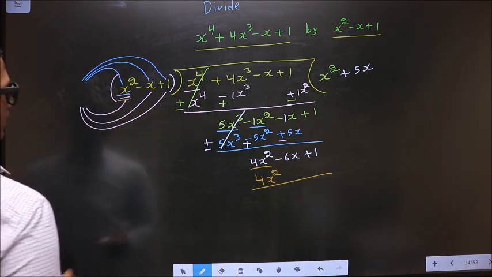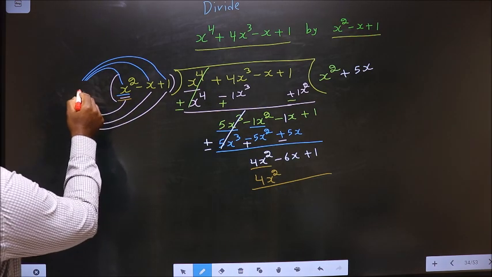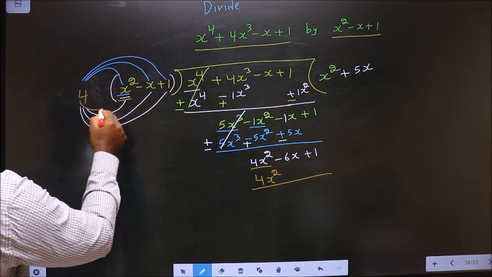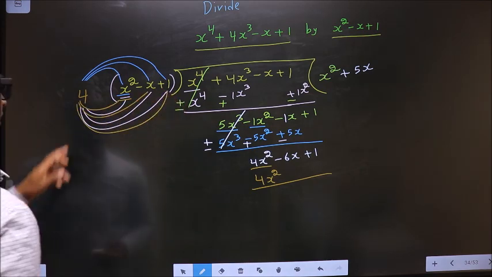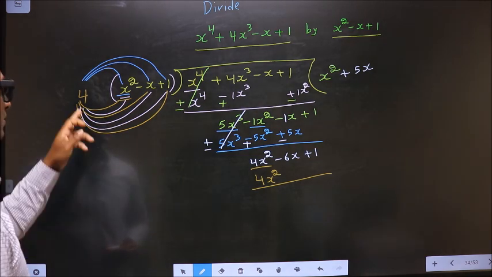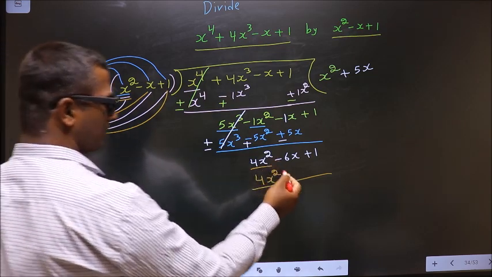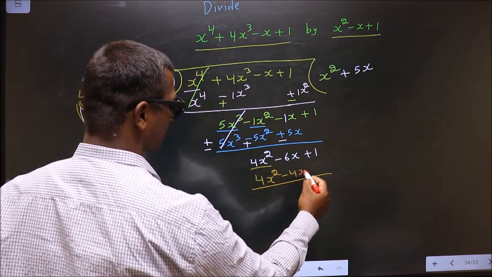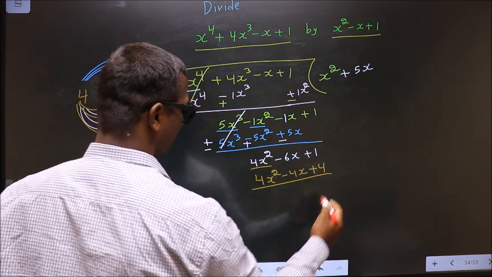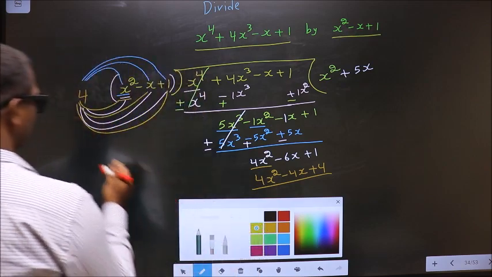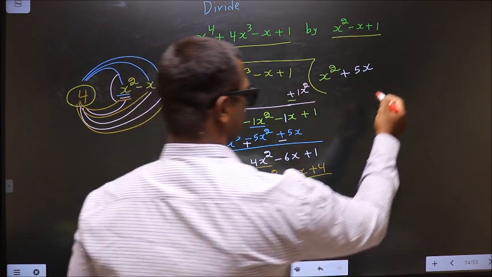So here you have x square. To get 4x square, this should be multiplied with 4. When you are multiplying to this, you should also multiply to the other terms. So 4 into x square is 4x square. 4 into minus x is minus 4x. So below the x term, you write minus 4x. 4 into 1 is plus 4. So below the constant, you write plus 4. Now this is the next term of your quotient. So write it in the quotient, that is here.